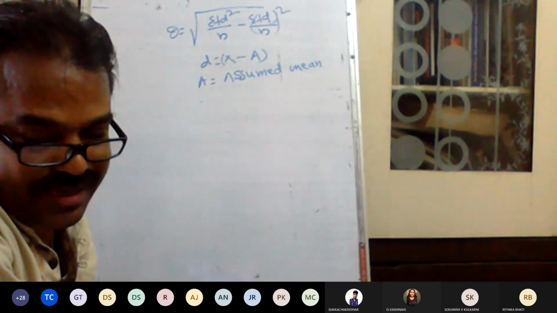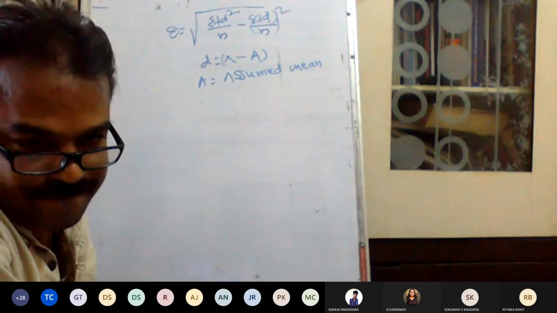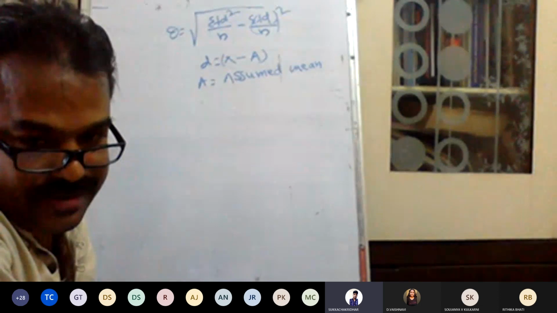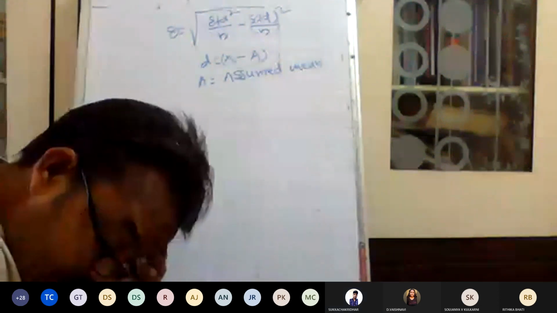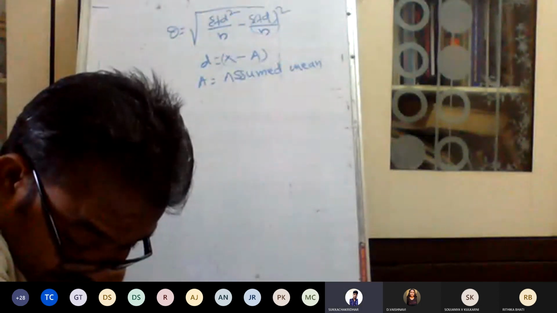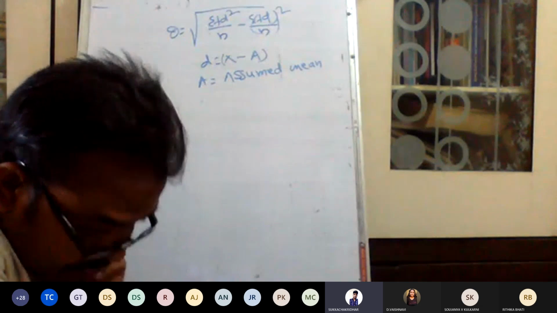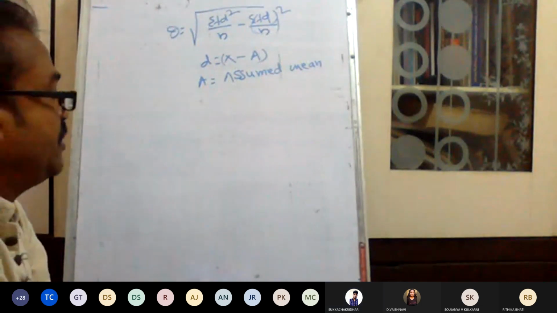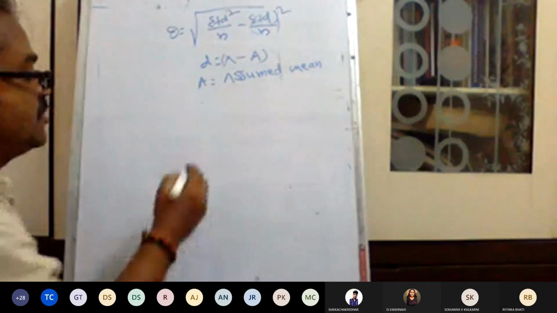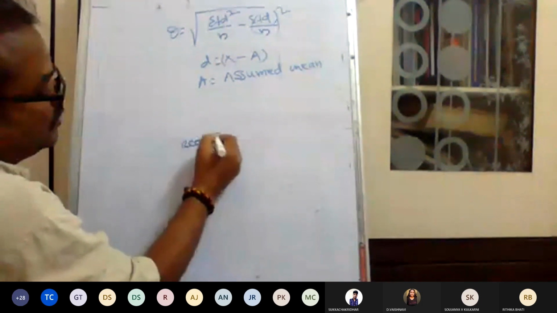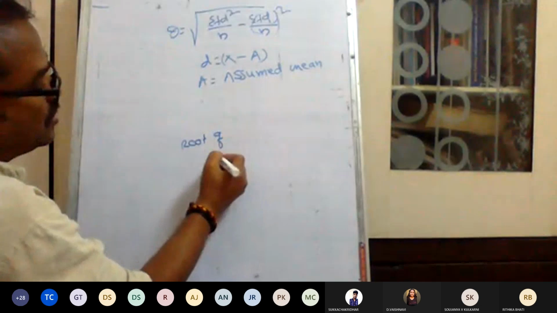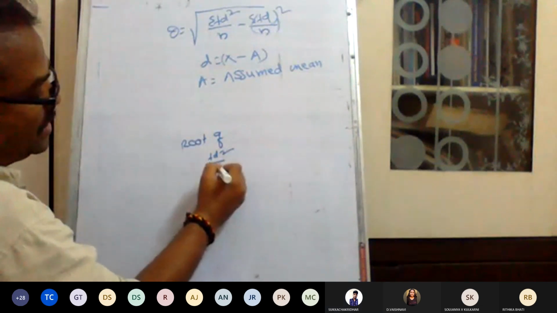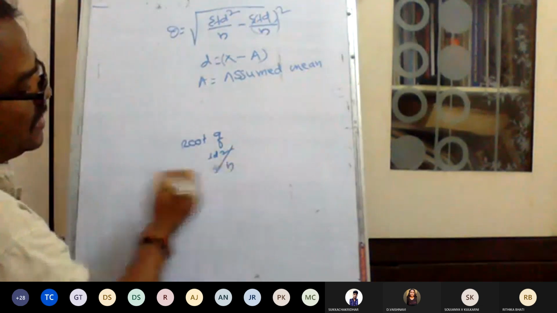From the following information, calculate. Sir, in the exam, how should we write the formula? Don't worry about the formula. Instead of writing the root sign, you can put root of. After that, fd squared by n; instead of n, you can put it like this.